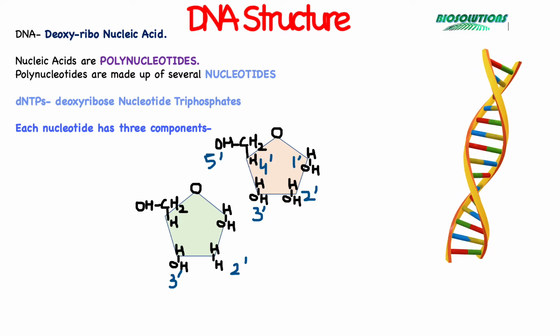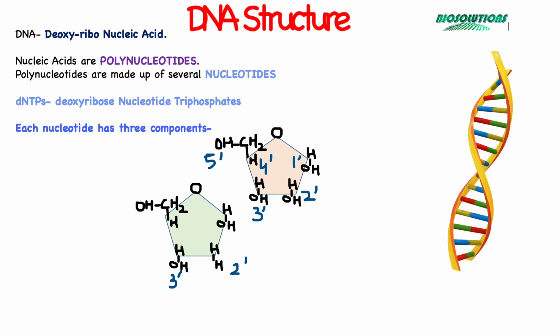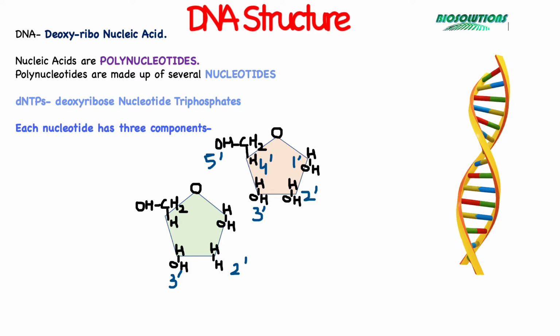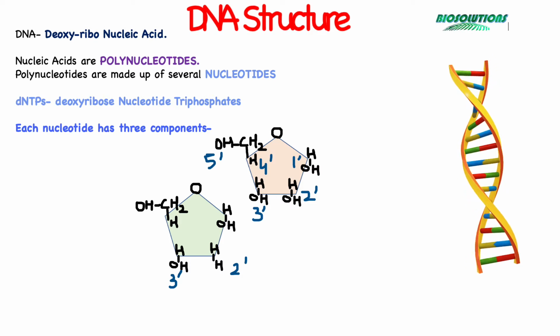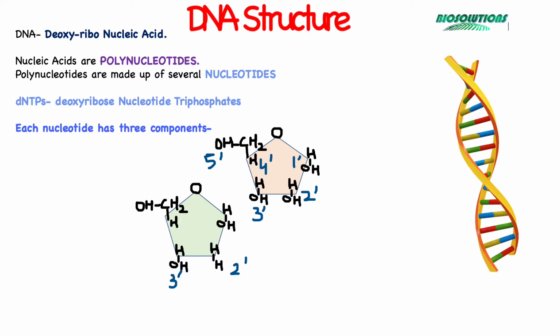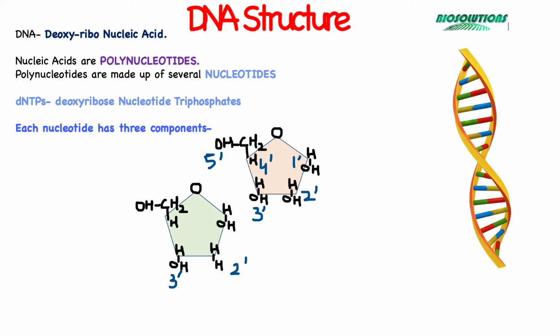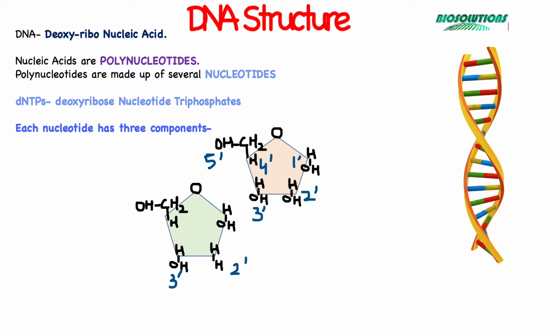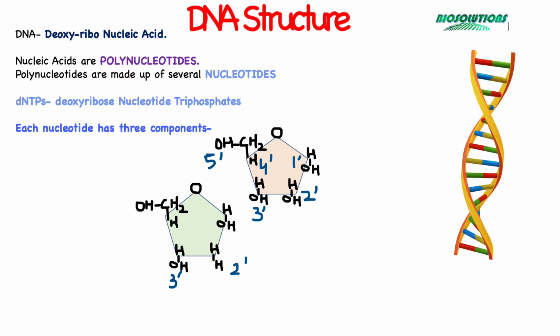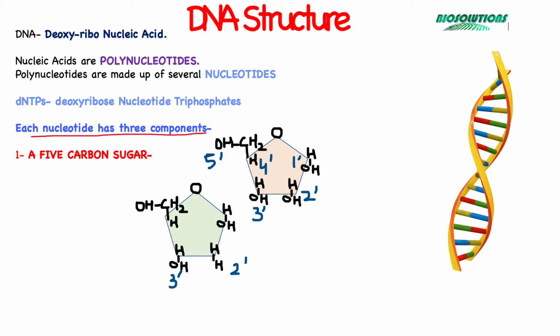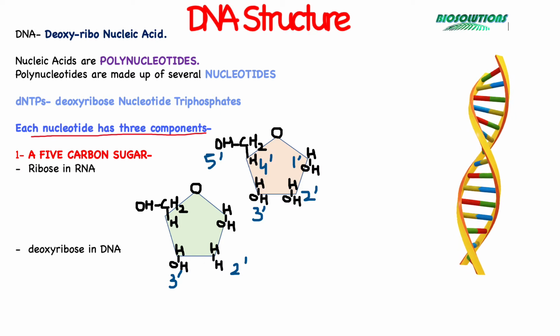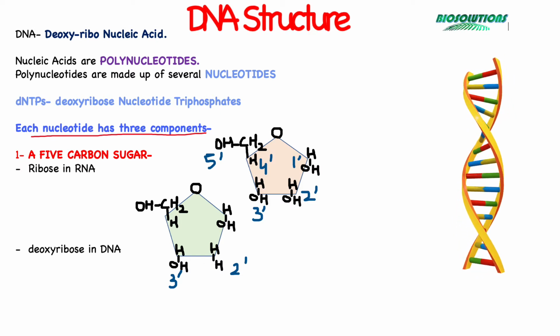DNA or deoxyribonucleic acid is a polynucleotide made up of multiple nucleotide molecules which join each other by phosphodiester bonds. Free nucleotides are also known as dNTPs or deoxyribose nucleotide triphosphates. Each nucleotide has three components. First component is a 5-carbon sugar which is ribose in RNA and deoxyribose in DNA.